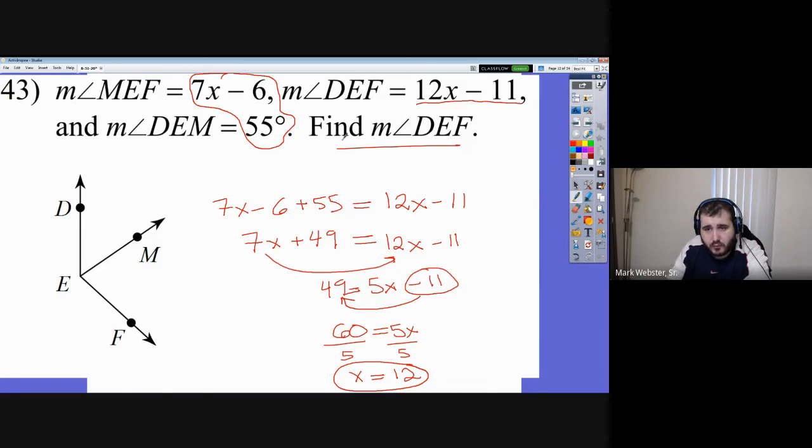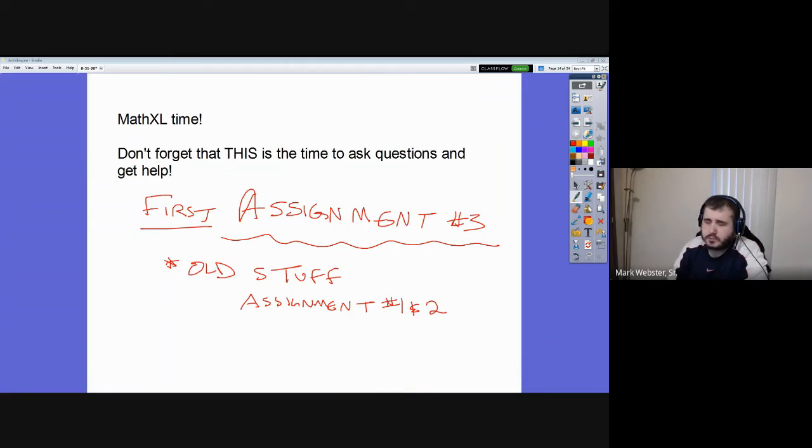And then we have to say, all right, well, we're not trying to find x, we're trying to find DEF. So we're going to do this right here, right? 12 times 12, because that's what x is. x is 12. Minus 11. 12 times 12 is 144. Minus 11, we get our final answer of 133. So it's exactly what we did. They just have hidden some of the information away from you in a statement, right?